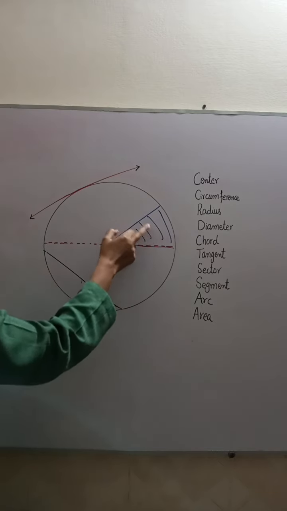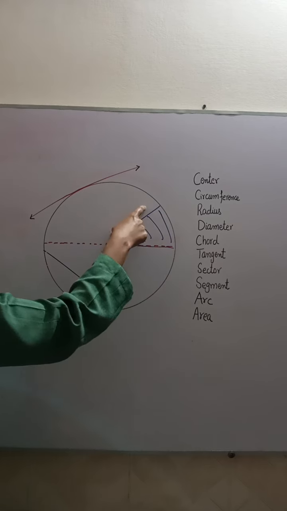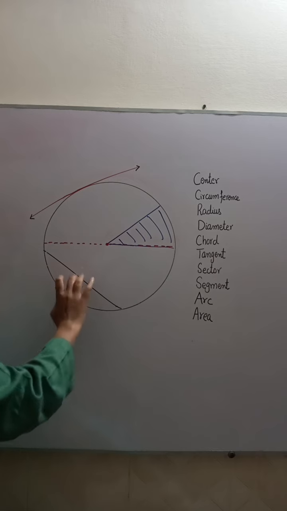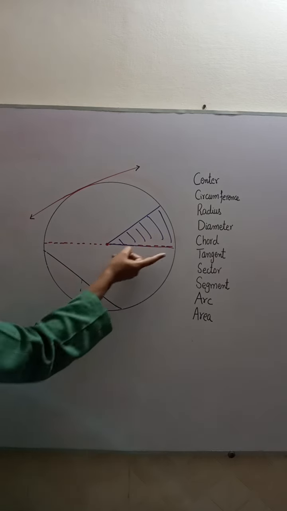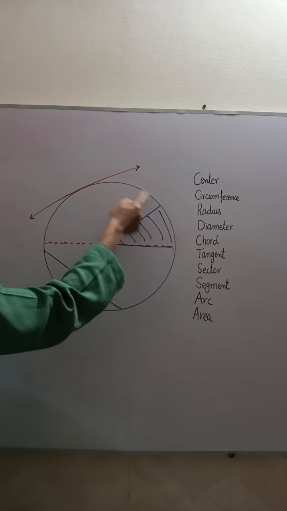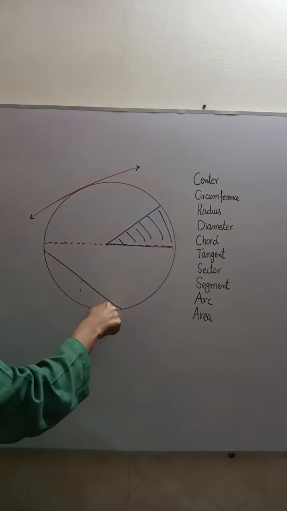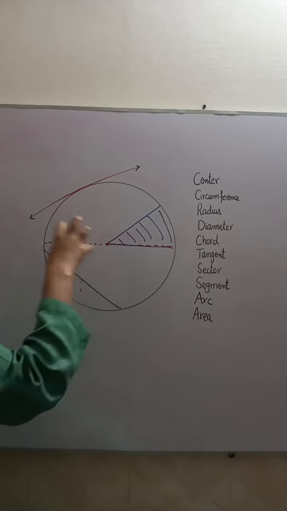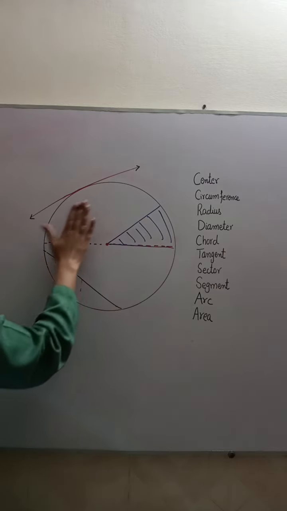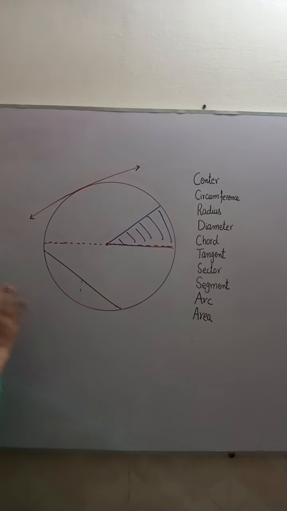A sector is an area between two radii. Segments are different portions of a circle. An arc is a smaller part of the circumference. Area is the region inside the circumference.